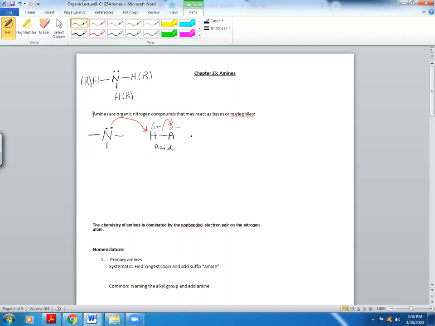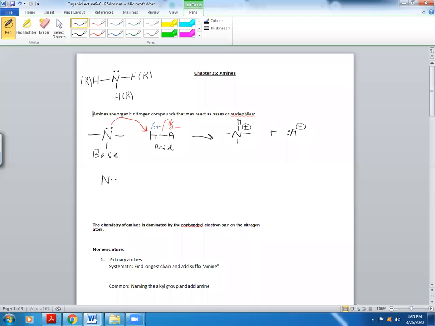So therefore, now you have an ammonium with an N, the positive charge, plus, of course, A minus. Notice the lone pair on this. So in this case, it acted as a base, and most of the time it does that. Well, let's look at it when it acts as a nucleophile.